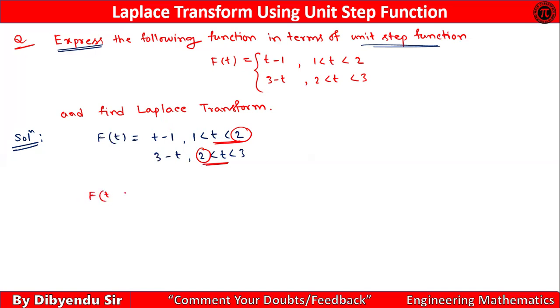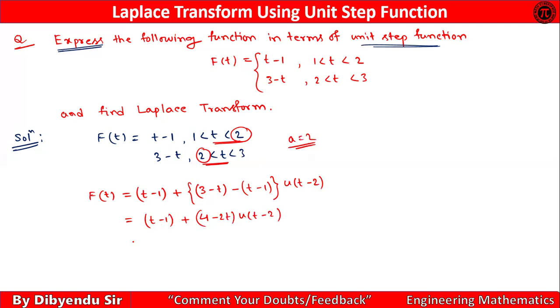So you can write f of t equals t minus 1, plus second function minus first function. So 3 minus t minus t minus 1. Second function minus first function into unit step function, and the point is a equals 2 now. This is your point, so u t minus 2. This is the expression in unit step function. If you want to simplify it, t minus 1 plus, this is 3 minus minus plus 1, that means 4, 4 minus 2t, 4 minus 2t into u t minus 2. That means you are getting t minus 1 plus 2 into 2 minus t u t minus 2. This is the expression of the function f of t in terms of unit step function.